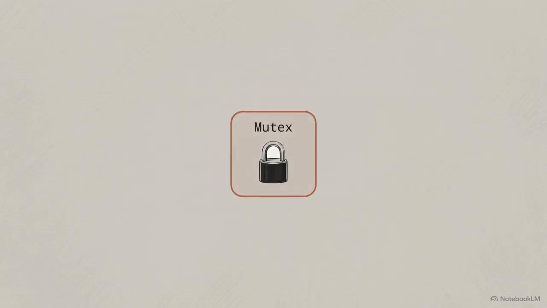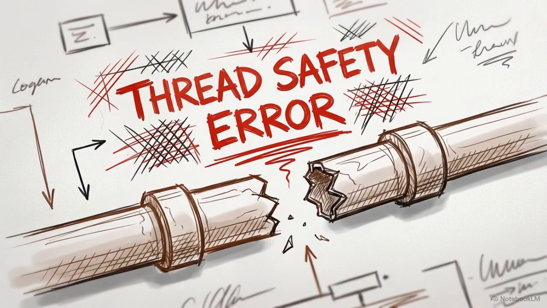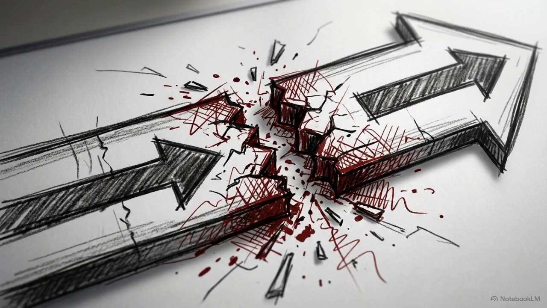A logical attempt to fix this is wrapping the mutex in an Rc, or reference-counted smart pointer, which allows multiple variables to own the same data by keeping a running tally of active references. But the compiler rejects this as well. This error shows that Rc cannot be sent between threads safely. Its internal tally counter isn't thread-safe, meaning two threads could try to update the reference count at the exact same millisecond, causing a data race on the pointer itself.